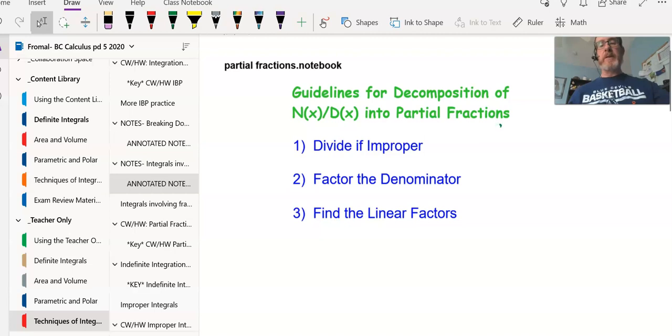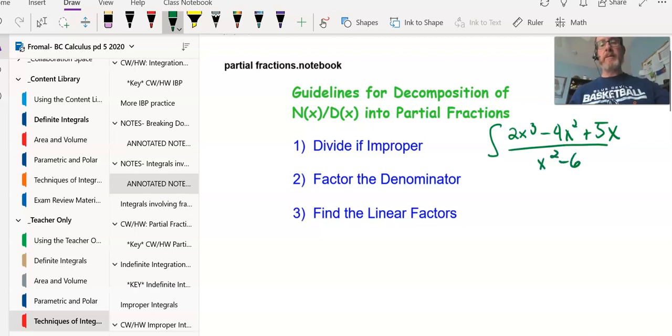So if you were given an integral such as 2x cubed minus 4x squared plus 5x over x squared minus 6x, the very first thing you have to do is, in this case, divide using long division because the degree of the top is bigger than the degree of the bottom. Once you did the division, you'd have some sort of term out front. Let's just say it's 2x.